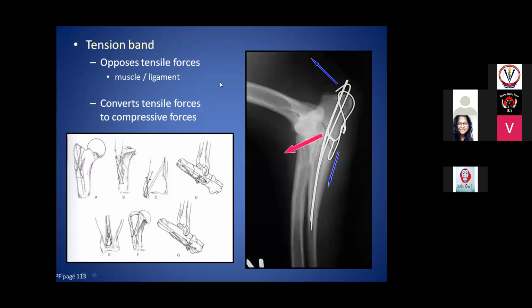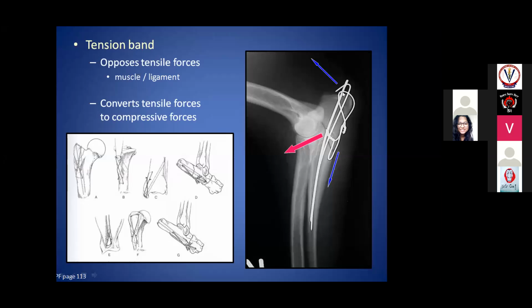Now this is the basic biomechanics of tension band wiring. For example, this is the greater trochanter of the femur where tension band wiring is used. This is the tibial tuberosity where tension band wiring is used. This is the calcaneal fracture of the tarsal joint or the hock joint where tension band wiring is used. And this is again an olecranon fracture here.